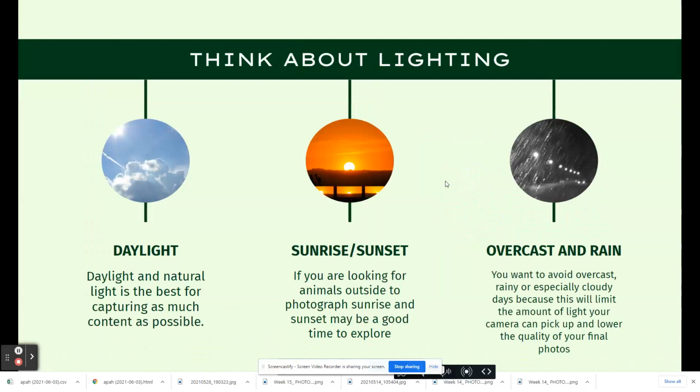When it comes to lighting, daylight is best. Okay, so if you go outside, that's the best light that you can have. Or if you're in a room and it's the middle of the day, again, the best light is daylight.